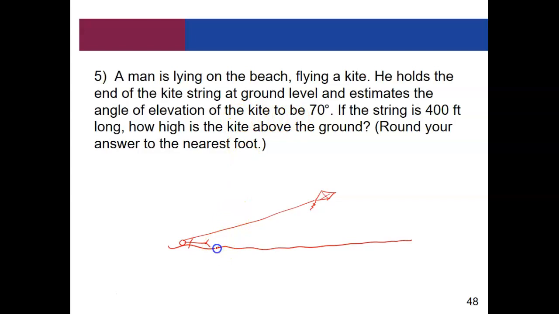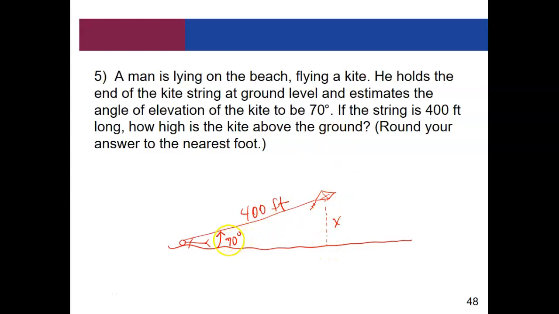So angle of elevation is going to be from the horizontal looking up. So that's going to be 70 degrees. If the string is 400 feet long, so here's the string of the kite, how high is the kite above the ground? Okay, so the height of the kite is going to be represented by x.